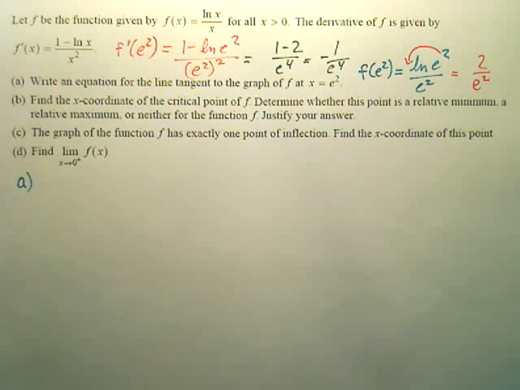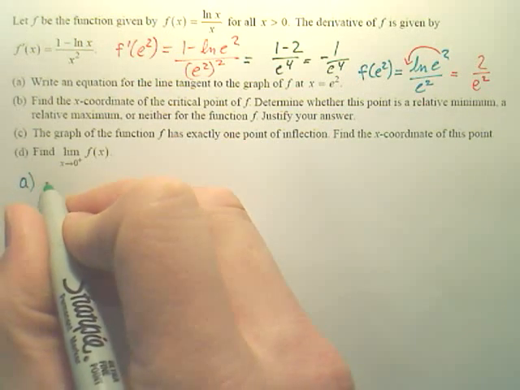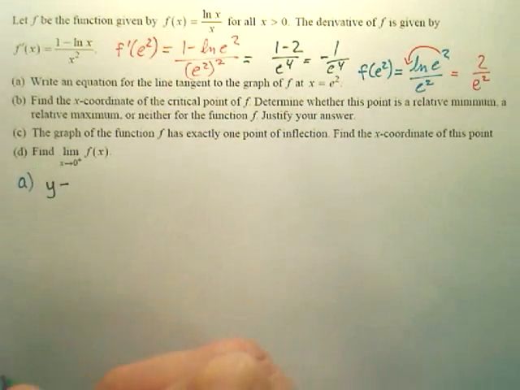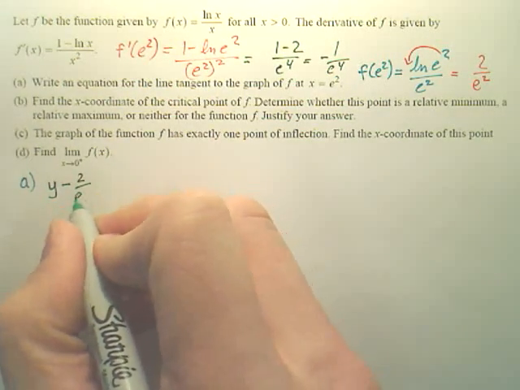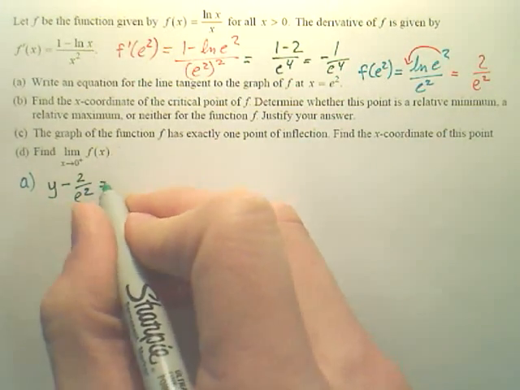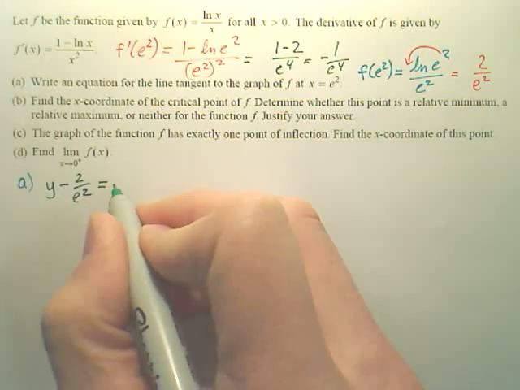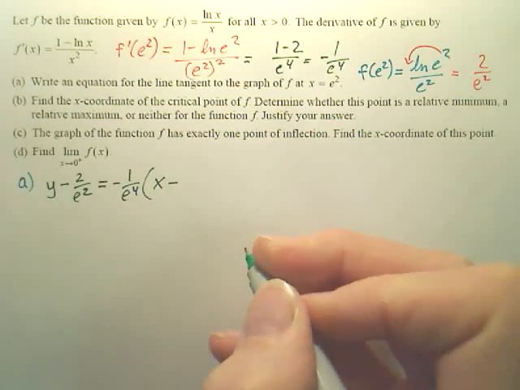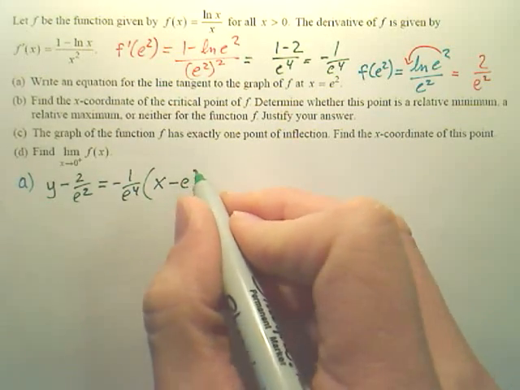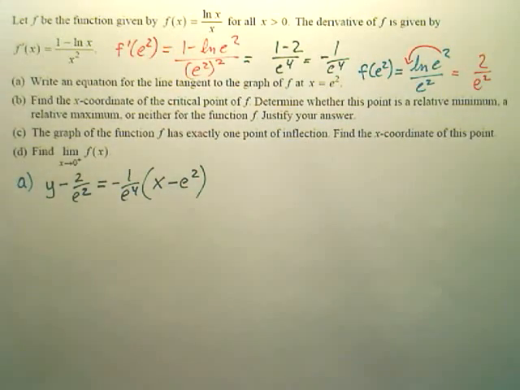And for making this equation, this would be y minus what? What's my y? 2 over e squared equals, what's my slope? Negative 1 over e to the fourth, and then x minus e squared. Really ugly equation. Don't try to get decimals. We don't have a calculator. That's it. You just got to take your values and plug them in.